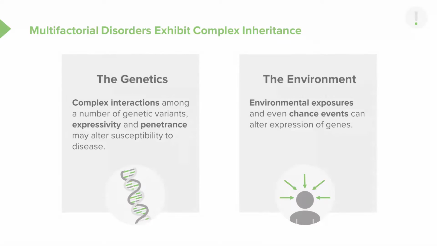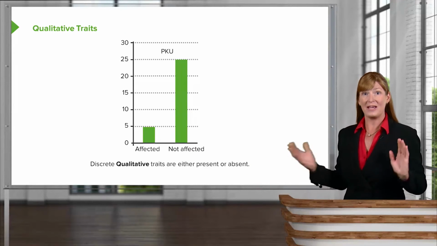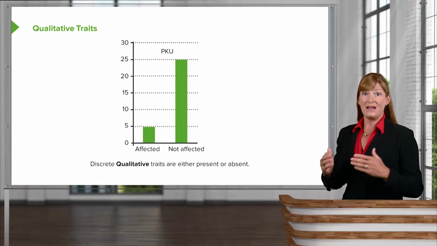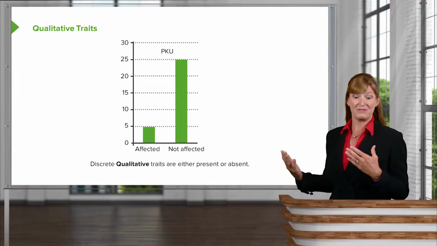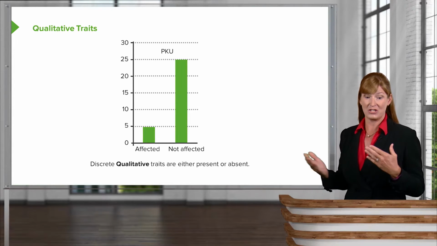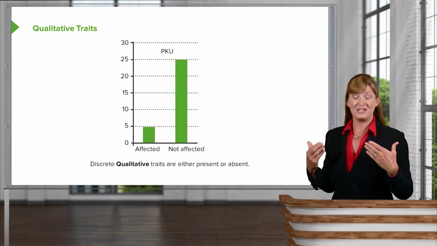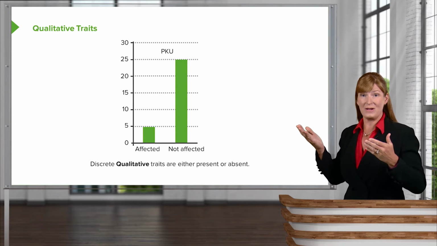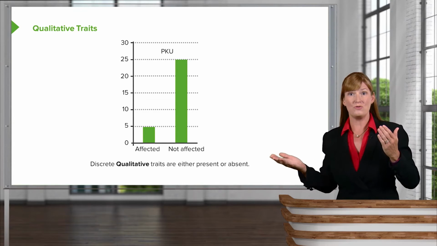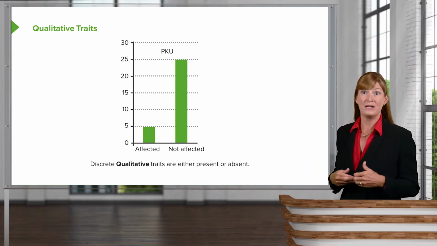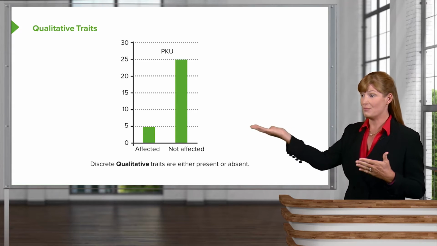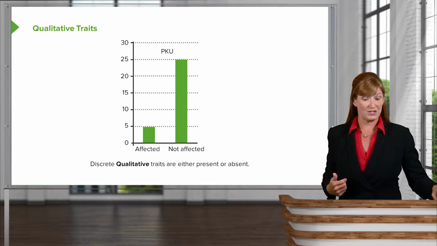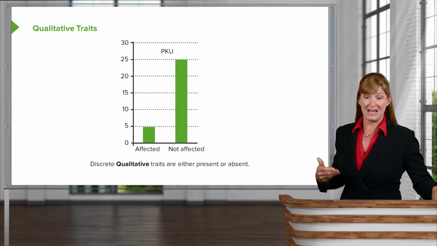So moving into looking at these different traits, we have two distinct types of traits that we can measure. First of all, we have discrete or qualitative traits in which you either express the condition or you do not. So phenylketonuria would be a great example. Either someone has it or they don't. So qualitative, yes or no.